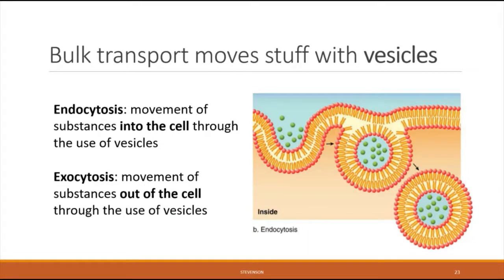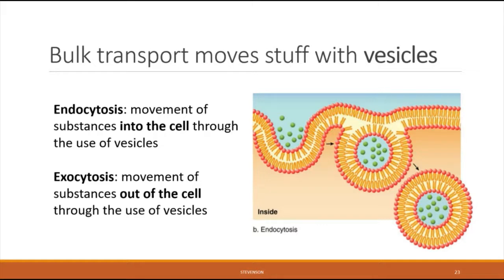And then finally, third type of transport is called bulk transport. We've talked about passive, we've talked about active, now we're talking about bulk. Bulk transport moves materials using these pockets called vesicles. Vesicles are little loops of membrane material that can bud off of the existing cell membrane in order to bring particles in, or they can merge with the cell membrane in order to dump particles out.